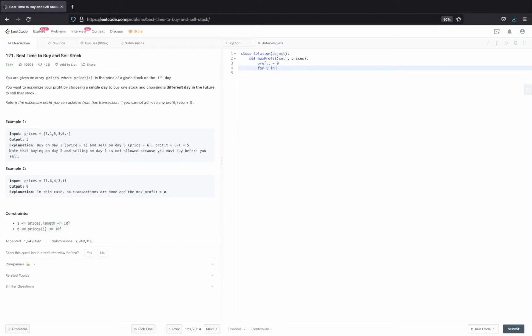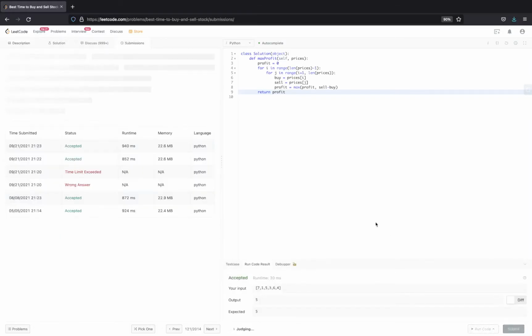I say, okay, for i in the range of length of prices, again, I don't need to go till the end, one element prior to the end, and this is my selling point, right? So my buy is at prices of i, my sell is at prices of j, and my profit is equal to max of profit comma sell minus buy, and I return the profit. Let's see if it works.